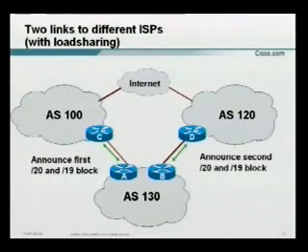And that's our picture. We want to use both paths. So we send the /19 out both links, one /20 out one link, another /20 out the other link. All the traffic for the first /20 will come in through AS100, and all the traffic for the second /20 will come in through AS120. Okay? And that works pretty well. If one of these links fails, well, the /19 that you announce out the other path will ensure that traffic will come in through that other path. And that just works fine.